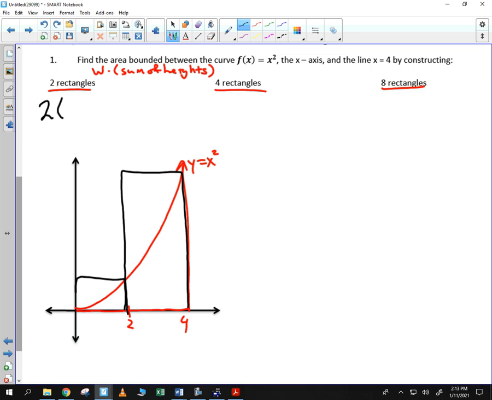How do I determine the height? I take 4 and I plug it into the function and I get 16. Then I plug 2 into the function, I get 4. So 2 times 20 is 40. So 40 is the estimation. We know it's obviously an overestimation. Let's see if we can make a better estimation.